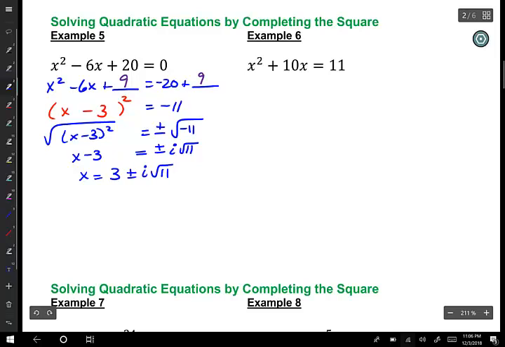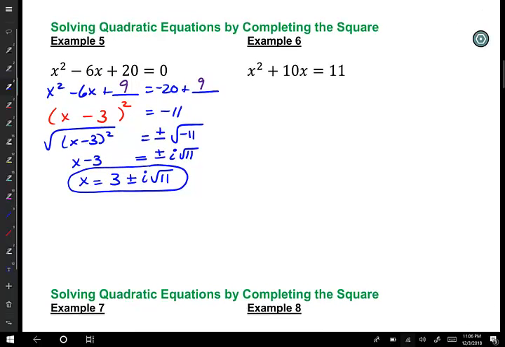You don't need to write this as 2 different parts. You can leave that with the plus or minus. Perfectly fine right now. I'm not going to write that one with element notation, but we can just leave our answer as such. Let's look at example 6.